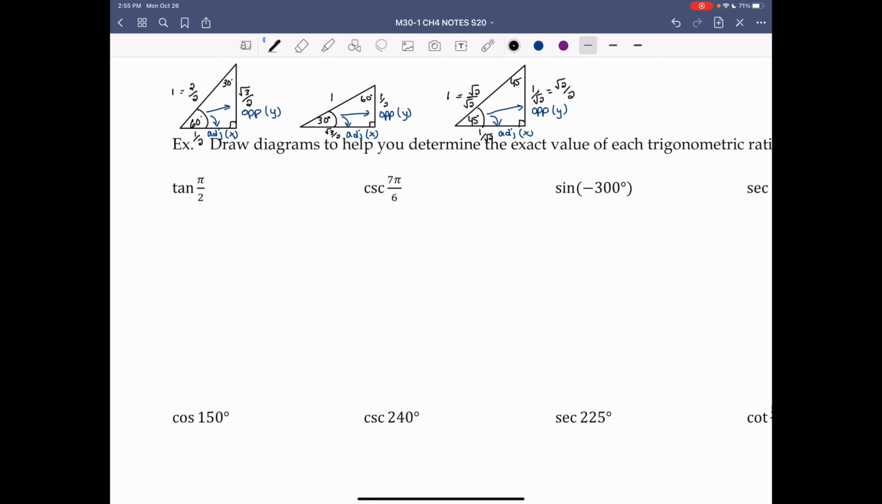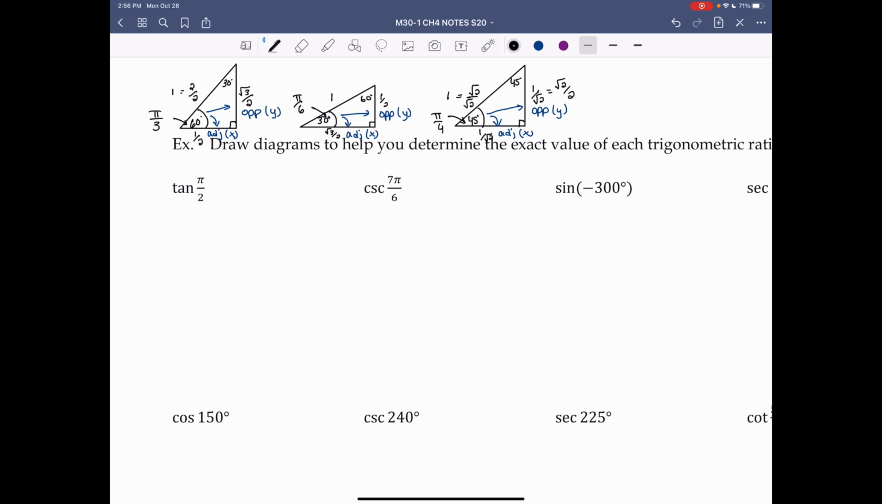Since that's all in degrees, let's also write what those are in radians. So for 60 degrees, that's pi over 3 radians. 30 degrees is pi over 6 radians. And 45 degrees is pi over 4 radians.